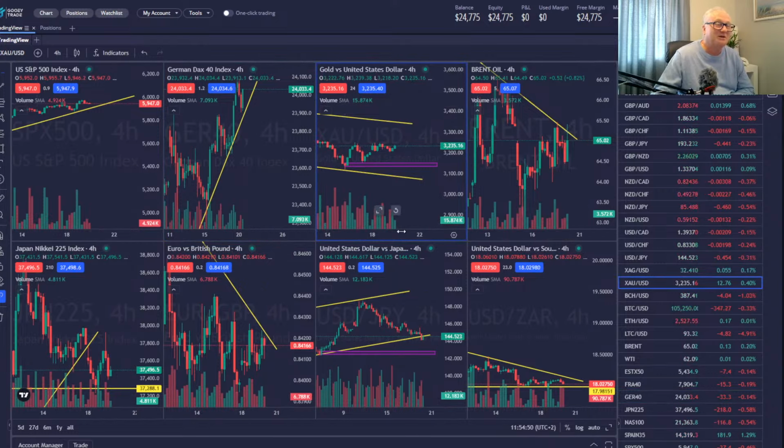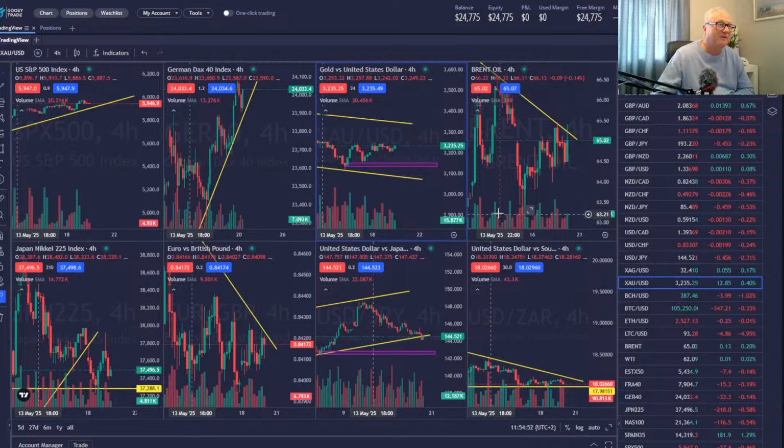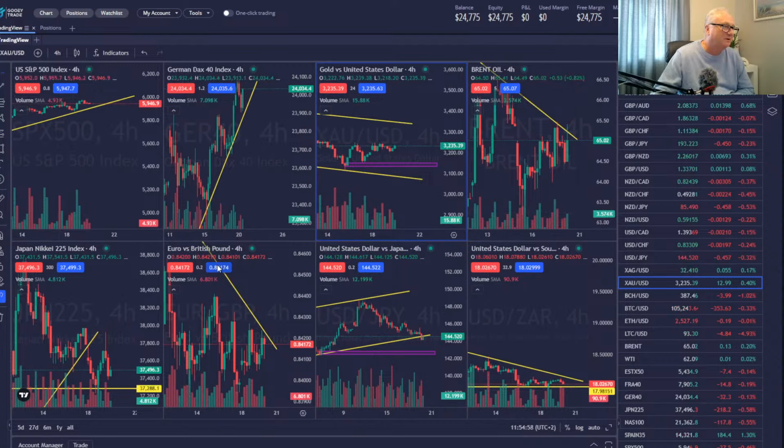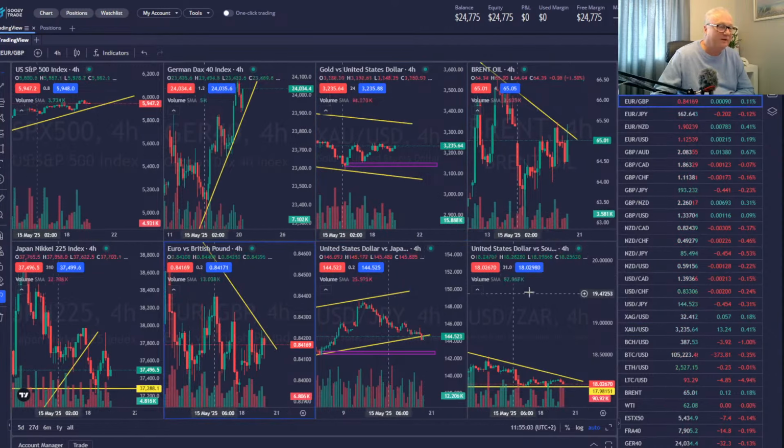Okay, so someone asked me, how do you choose the right resistance area? So which one shall we do it on? I mean, we can do it on any of these, actually.